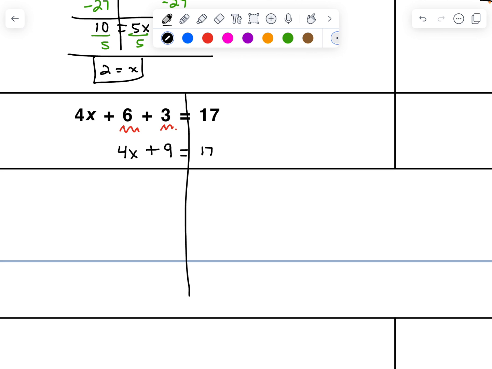Now I'm at that 2-step, and I know you guys can do a 2-step. So we'll subtract the 9. We get 4x equals 8. And then divide by 4.